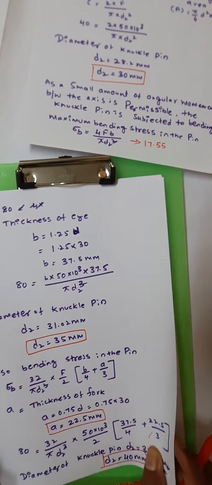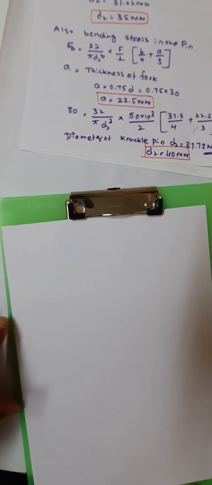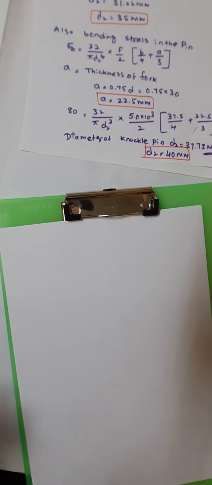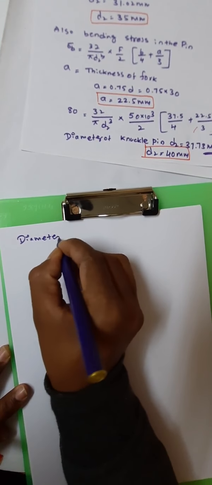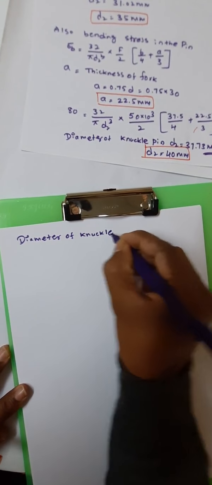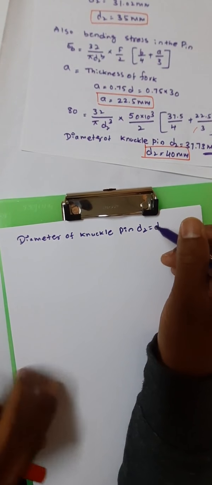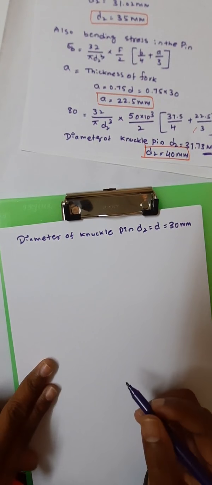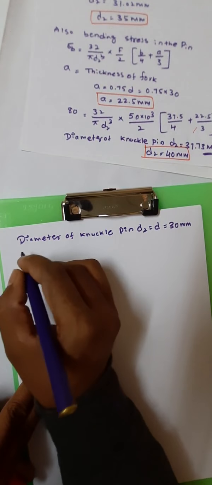So with this, we need to also consider the diameter of the knuckle pin d2 is equal to d, we know that. So that is equal to 30 mm. So with that, select the bigger among the four values.